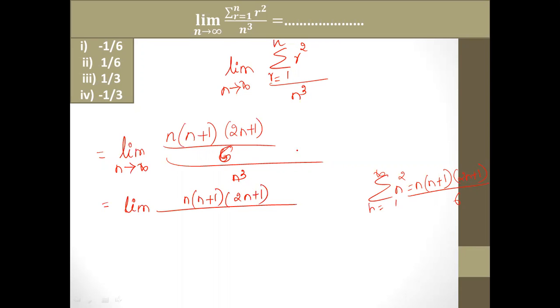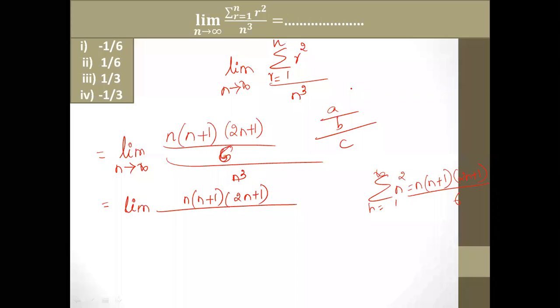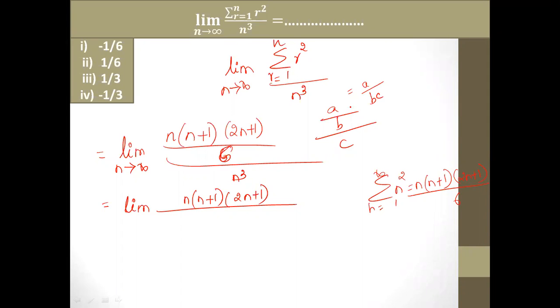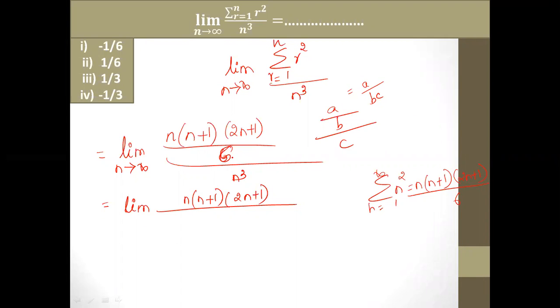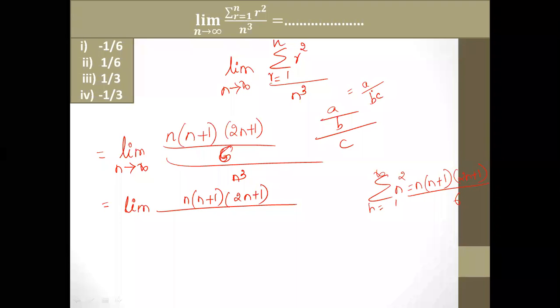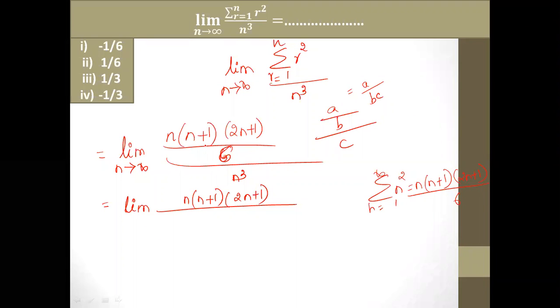This is nothing but in the form: if you have A by B whole divided by C, you can write it as A divided by BC. The same trick, the same thing we are applying. There is a logic behind this. I hope you know this, so I won't be explaining these things in detail. So you will be getting 6n cube.